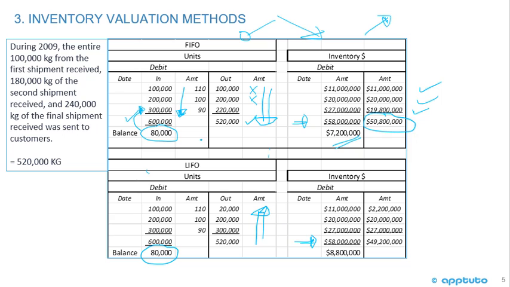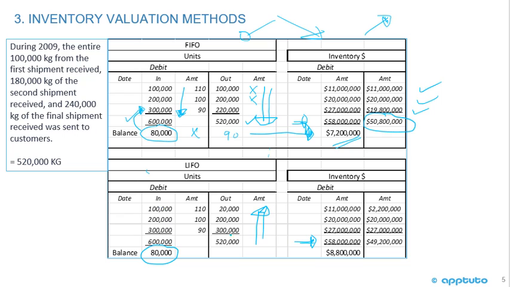And that's easy to understand using FIFO. First in, first out, those units are gone. What's left? It's 80,000 units at the 90. So if I do 80,000 units times the 90, I know I'm going to get to my 7.2 million, okay?